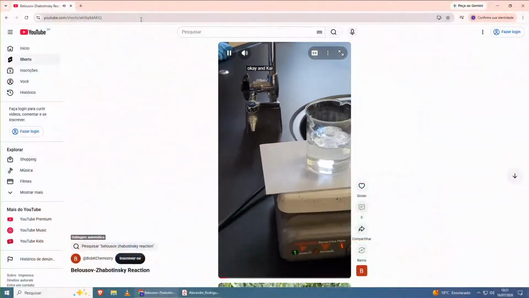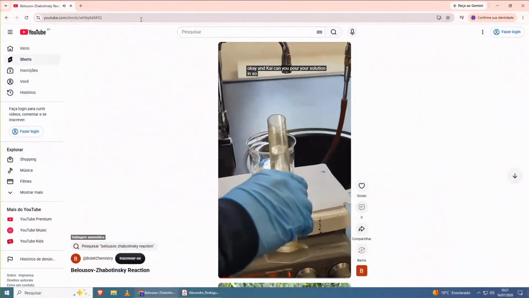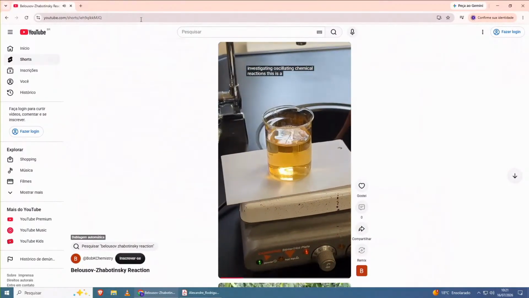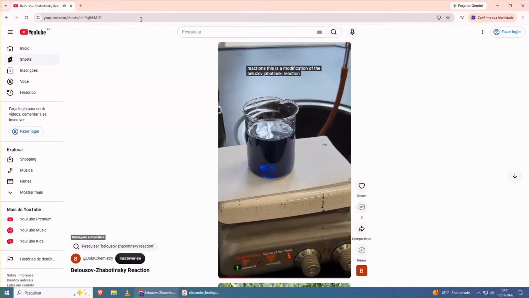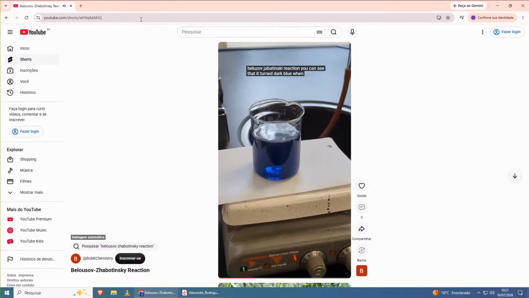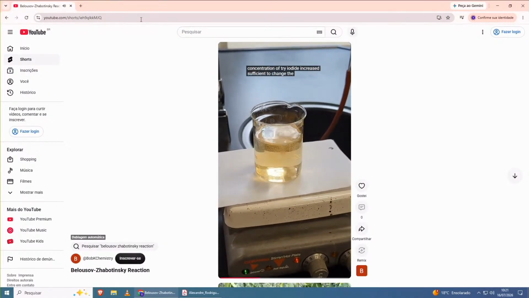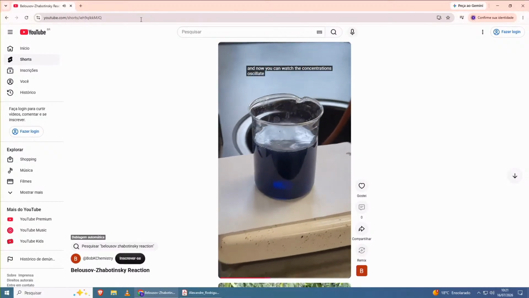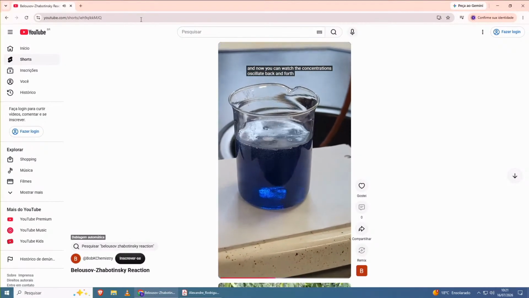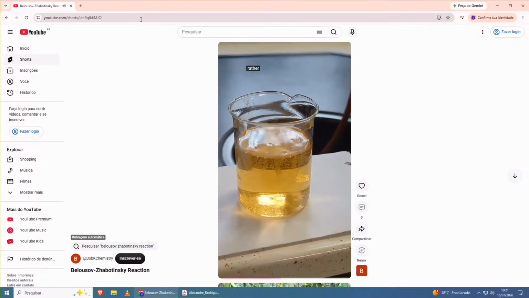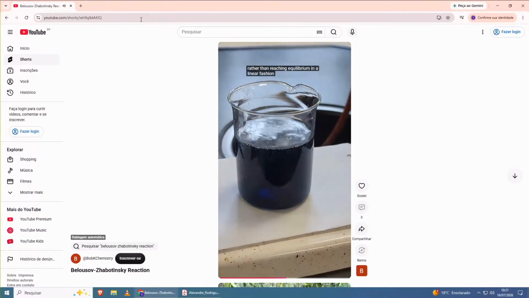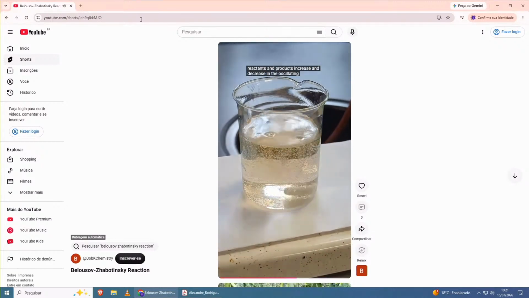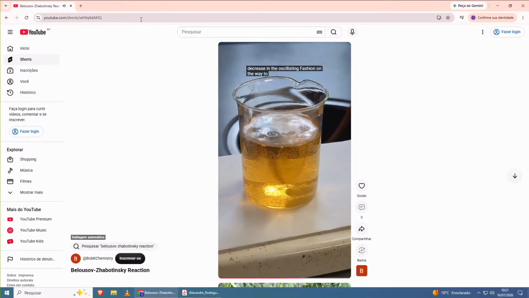Okay, and Kai, can you pour your solution in? So here we are. The Science Club is investigating oscillating chemical reactions. This is a modification of the Belousov-Zhabotinsky reaction. You can see that it turned dark blue when the concentration of triiodide increased sufficiently to change the indicator color. And now you can watch the concentrations oscillate back and forth. Rather than reaching equilibrium in a linear fashion, the concentrations of reactants and products increase and decrease in an oscillating fashion on the way to achieving equilibrium.